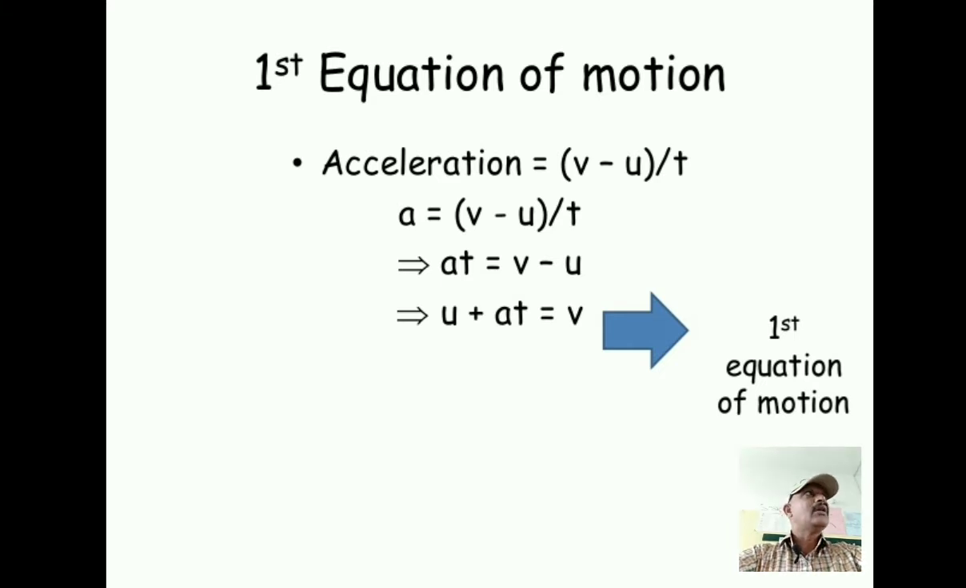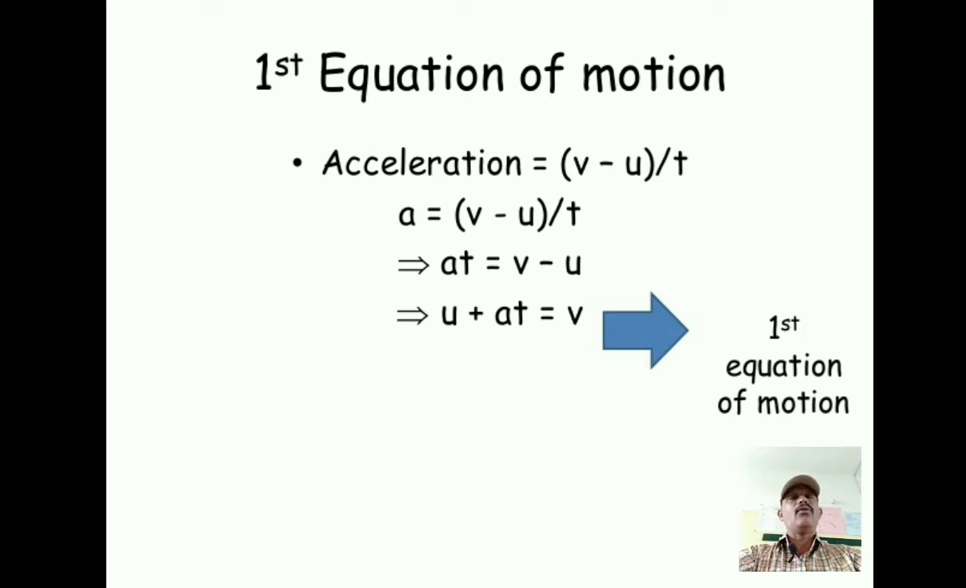Here the symbols represent u as initial velocity, v as final velocity, a as acceleration, and t as time. We are using the acceleration formula. Do you know the definition of acceleration? The rate of change of velocity is acceleration. The acceleration formula is a = (v − u)/t. We derived this equation in the previous class. So this is the first equation we have derived.